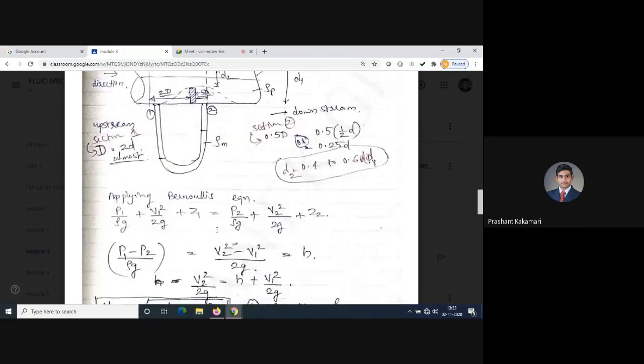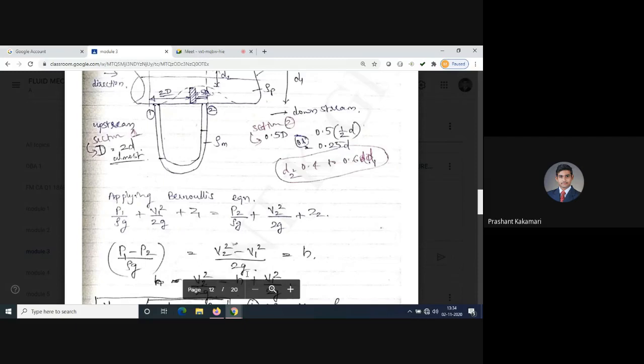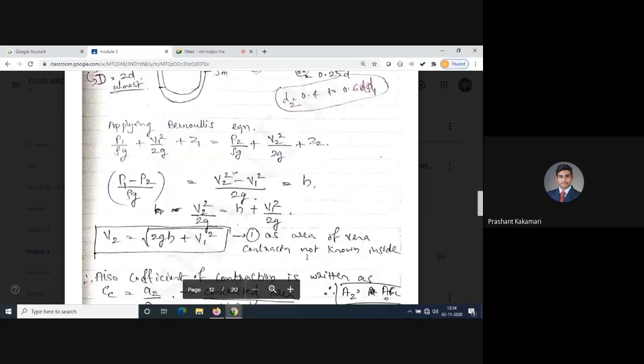So coming to Bernoulli's equation for the horizontal orifice meter, again we can cancel Z1, Z2. So we are left with P1 minus P2 by rho g minus the velocity square difference divided by 2g. The difference P1 minus P2 by rho g, we can again represent as the H value, that is the head value. Then here one can find V2 as in the earlier case. So here you can write V2 square by 2g equal to H plus V1 square by 2g.